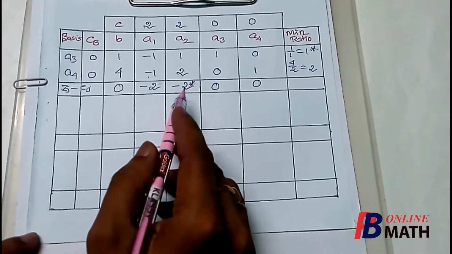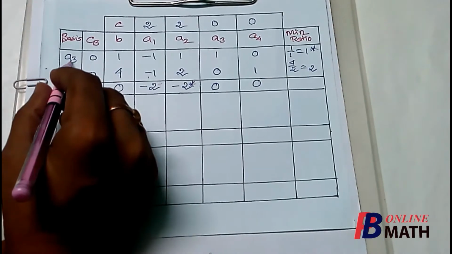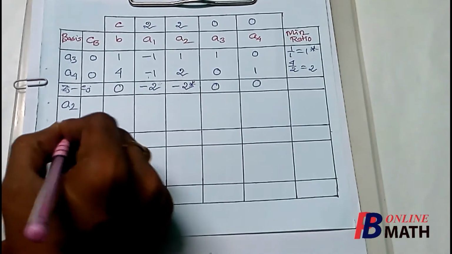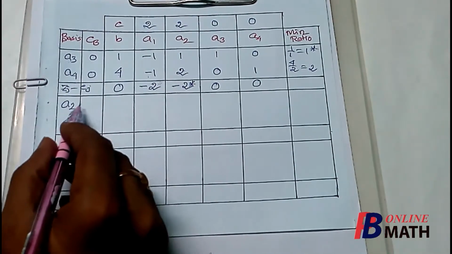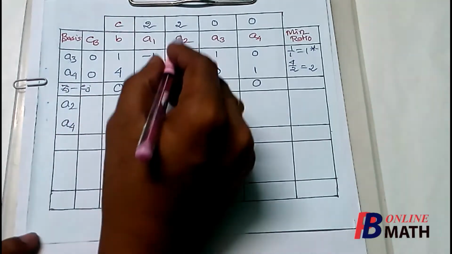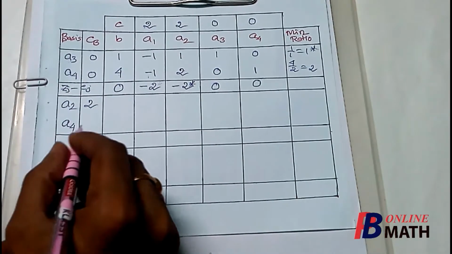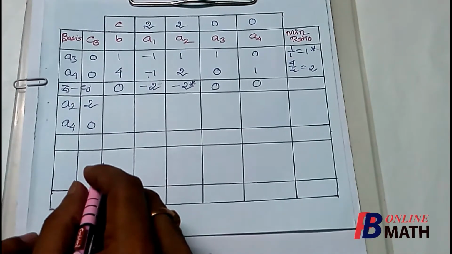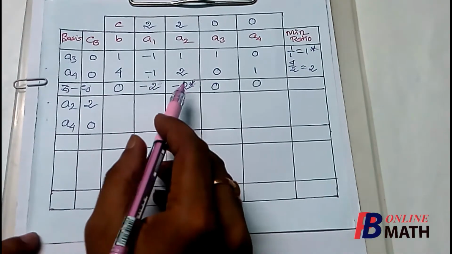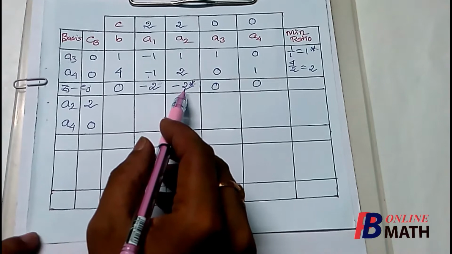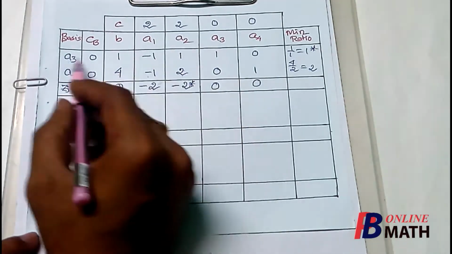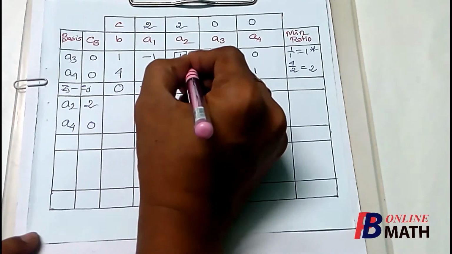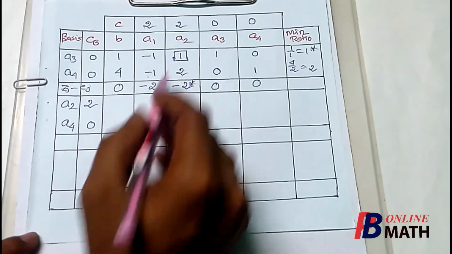Now we shall construct the next part of this table. Since the vector a3 is replaced by a2, here we write a2 and this is a4, and the corresponding cost values. Now the cost value of a2 is 2 and cost value of a4 is 0. Now we find the key element. We know that the key element can be found if we consider this column and this row. So we find that at the intersection of this row and this column, this 1 is the key element.